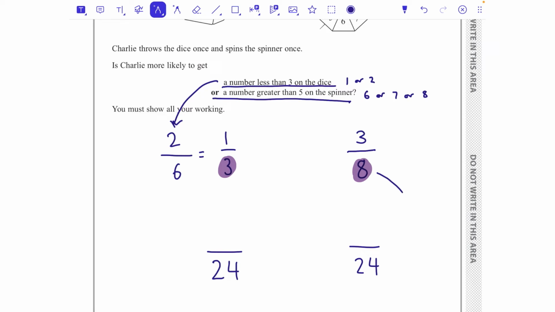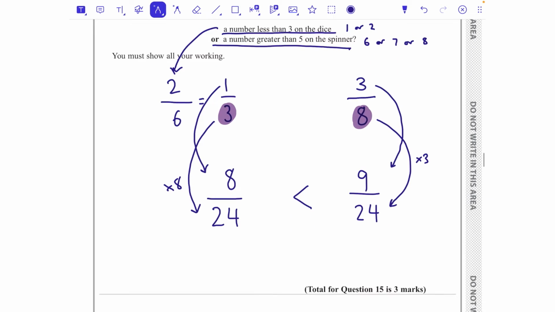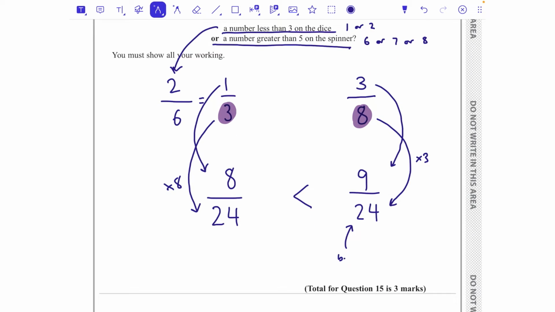What have I done to this fraction? To make it out of 24, I've times by 3, so I also need to times the top by 3, and that's 9. With this fraction, I've times the bottom by 8, so I also need to times the top by 8, and that's 8 over 24. So this one is bigger, and if it's bigger, it's more likely to happen.